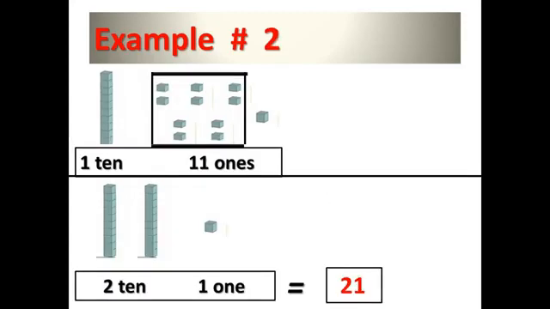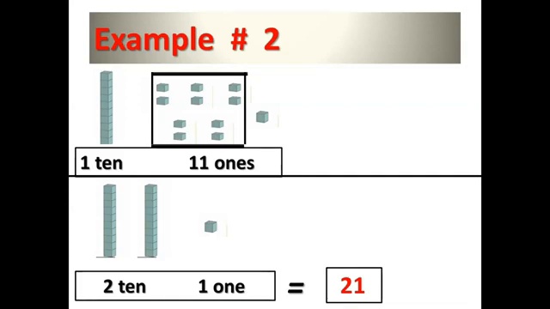Here we have some more blocks. There is 1 ten and 11 ones. As I said before in my previous lecture, the greatest number we can write in the ones column is 9. Here we have 11 ones and we cannot put 11 in the ones column because 11 is greater than 9. So what should we do?